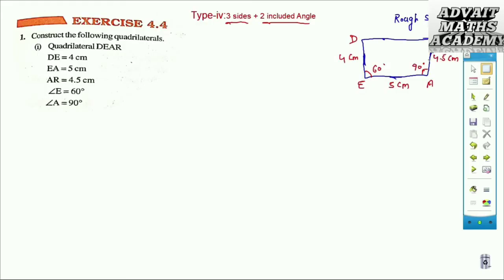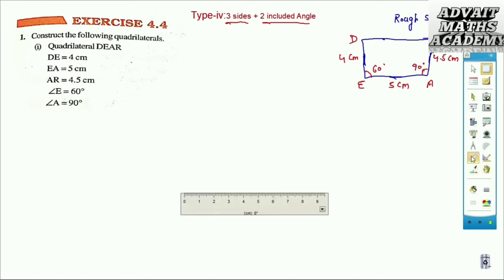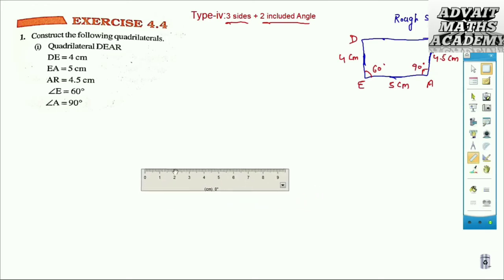Now see exercise number 4.4. In that, see the question. The rough sketch is very important. First you draw the rough sketch, then draw a line segment of 5 centimeter. EA is 5 centimeter. Write the dimension.